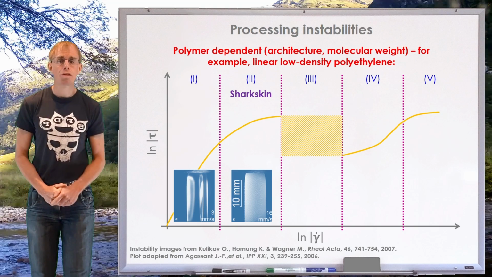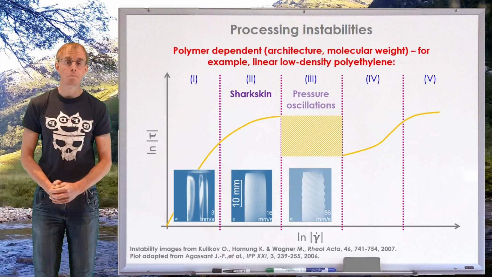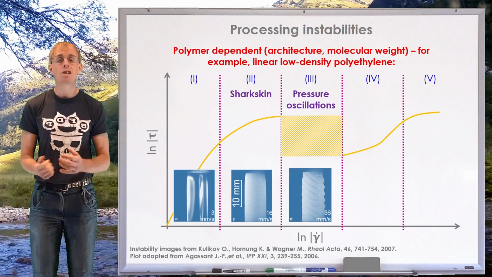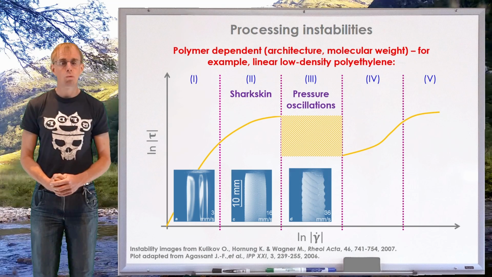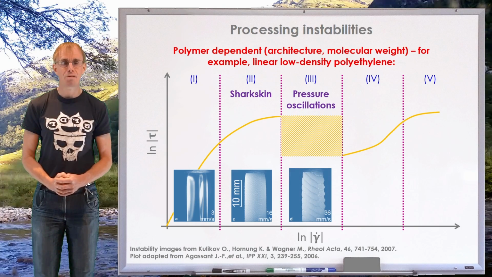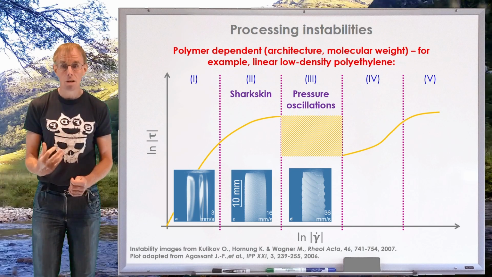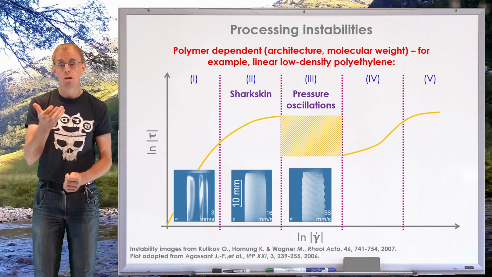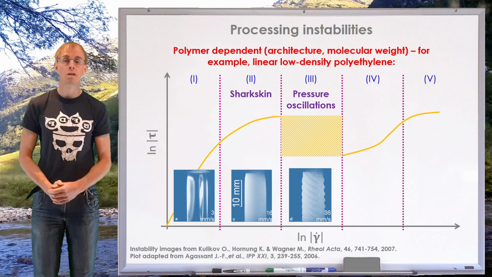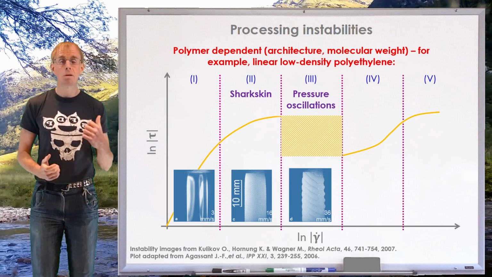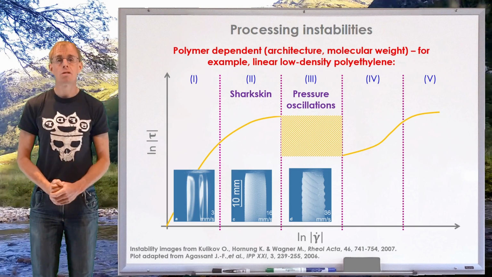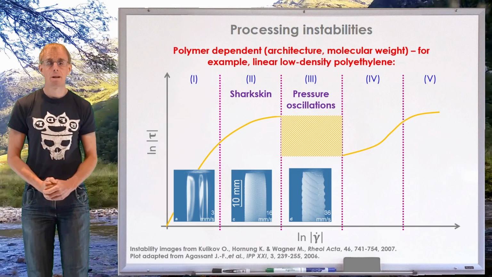If we look at region 3, we see something really quite interesting happening. In this pressure oscillation region, you get all sorts of strange periodic extrudates. Sometimes this is called a stick slip, sometimes. But what you can see is spirals or other kinds of periodic patterning in the extrudate. And typically by this point, the extrudate is no longer fit for purpose.